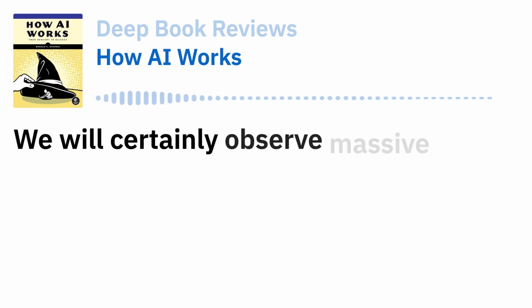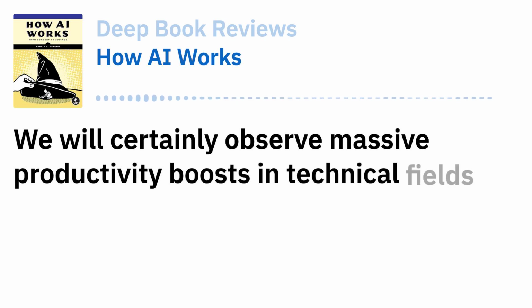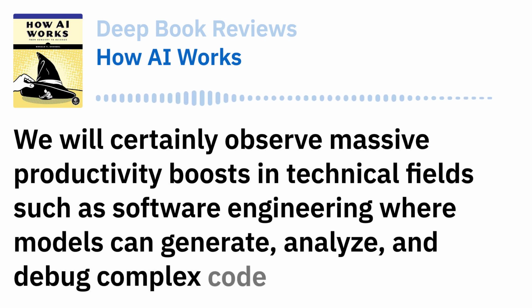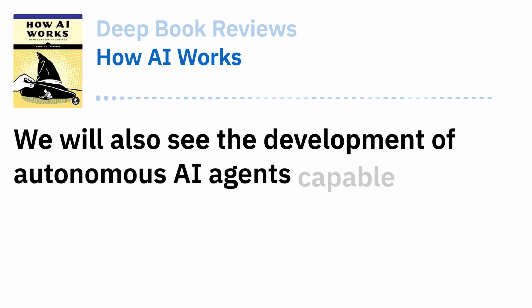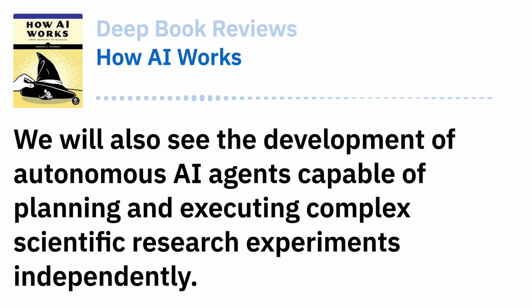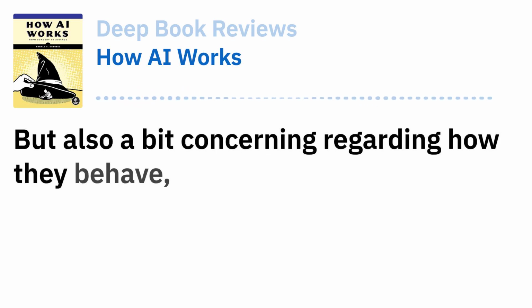We will certainly observe massive productivity boosts in technical fields such as software engineering, where models can generate, analyze, and debug complex code rapidly. Right. We will also see the development of autonomous AI agents capable of planning and executing complex scientific research experiments independently. That sounds incredibly powerful, but also a bit concerning regarding how they behave, right?